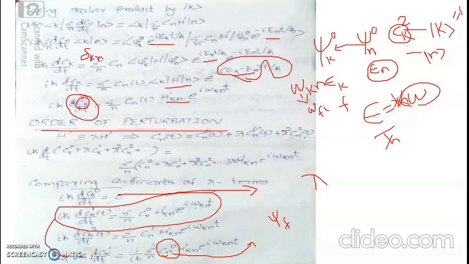And the transition probability, or the probability of transition from an initial quantum state psi n0 to a final quantum state psi k0, is represented by the expansion coefficient Ck that we have to evaluate. Since the system is occupying an initial quantum state psi n0, the expansion coefficient corresponding to that particular quantum state, Cn0, will be definitely equal to 1.